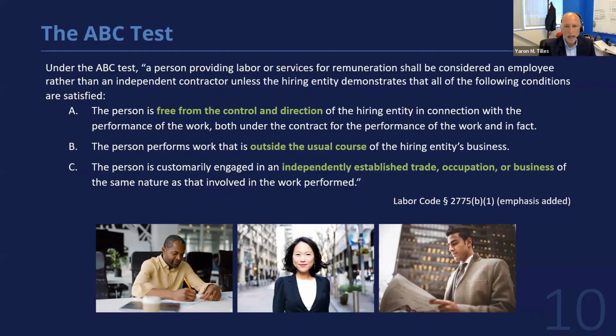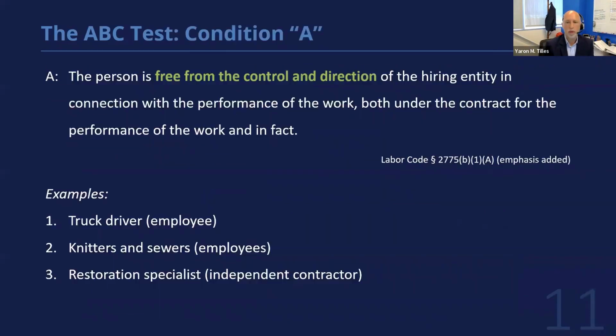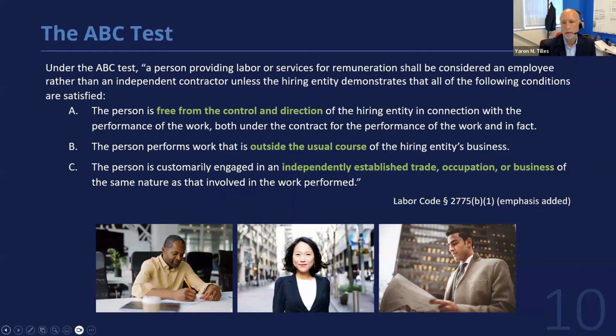Under the ABC test, courts presume workers to be employees. It is up to the hiring entity to prove all 3 conditions of the test. Otherwise, the worker is an employee. And importantly, it does not matter whether the worker wants to be an independent contractor or signed a contract to that effect.